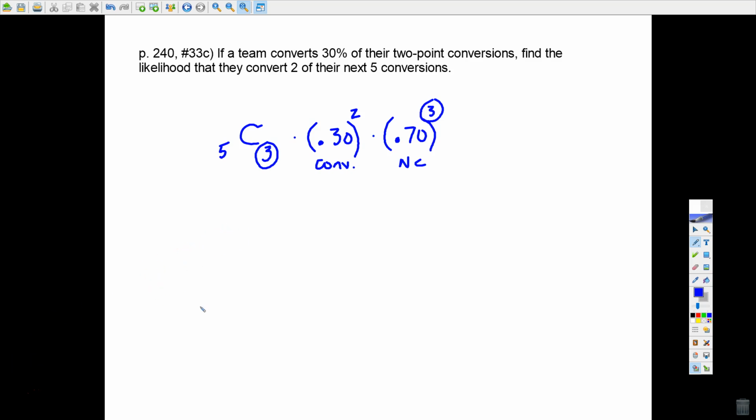Okay, so now we're ready to grab our calculator, and once again we're going to just key all this in at once. So you key in 5, and then go to NCR, key in 3, times 0.3 raised to the 2nd power, times 0.7 raised to the 3rd. Hit equals, and the decimal that shows on your calculator is 0.3087. And once again, I want these in percent form rounded to the nearest hundredth, so we're just going to slide that decimal 2 places to the right, and we get 30.87%. And that is your answer for 33C.